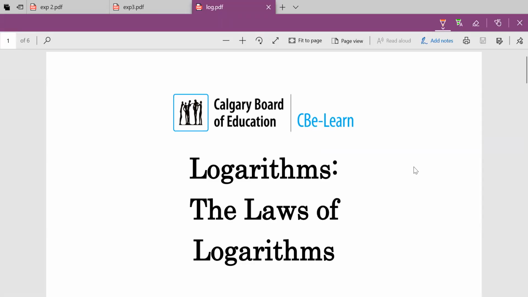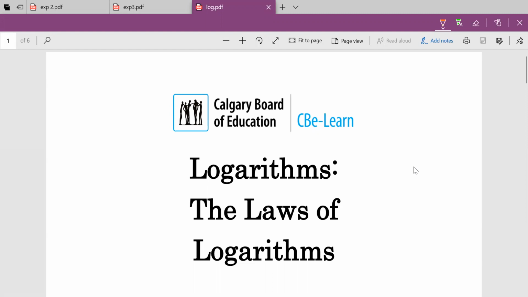Hello, friends. We're about to start talking about logarithms in our course, but before we do, I want to talk about the laws of logarithms, which are on our formula sheet. So if you don't have your formula sheet with you, I want you to hit pause and go find it.